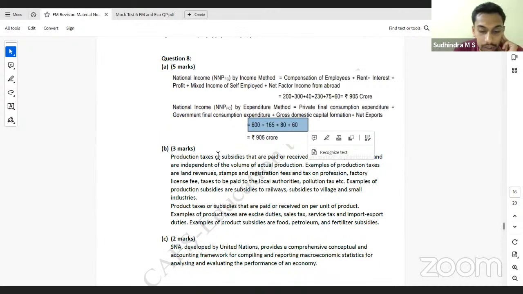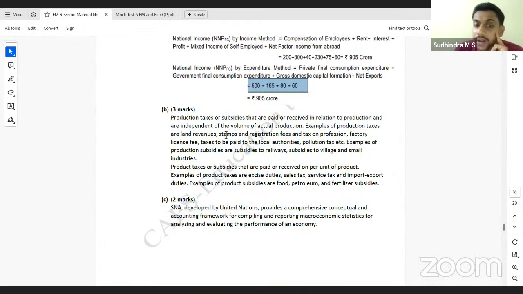Then they're asking about production taxes and product taxes. Production taxes are paid or received in relation to production, independent of the value of actual production. That is very important, 1 mark. Then examples, half mark: any 2 examples you have written will get half mark. Then product taxes are paid or received per unit of the product. That is important, 1 mark. Examples, any 2, you'll get half mark.